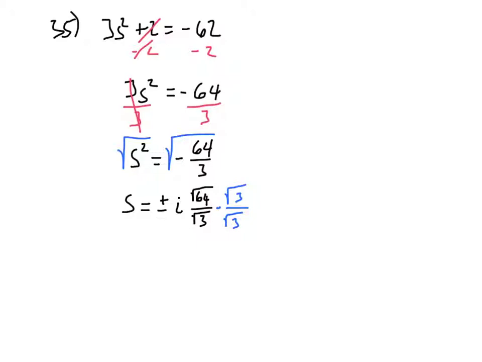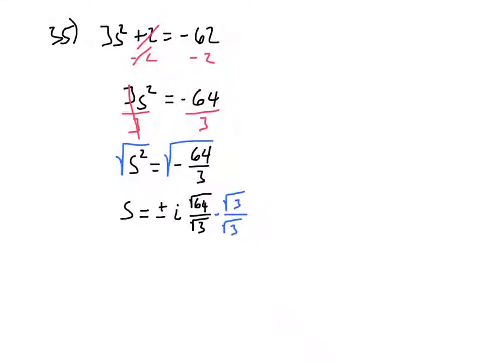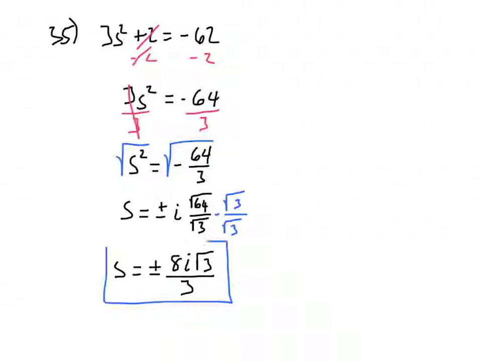We're multiplying by 1, but we're making it look different. So I'm going to take i times 8 times the square root of 3, which gives me positive and negative 8i square root of 3 over, what's the square root of 3 times the square root of 3? 3, because it ends up being the square root of 9. The square root of 9 is 3. And there's our answer.